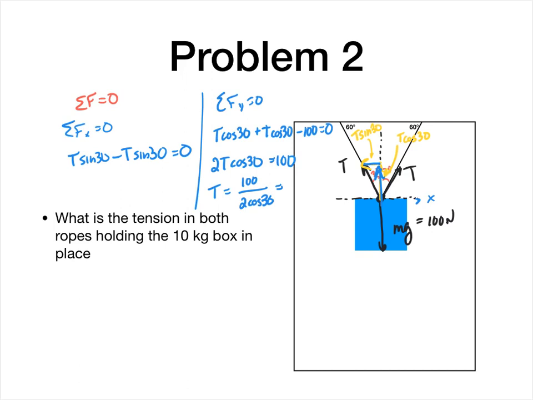What does that equal? Based on my handy dandy calculator, T is 58 newtons. Done. What is the tension in both ropes? They're each 58.